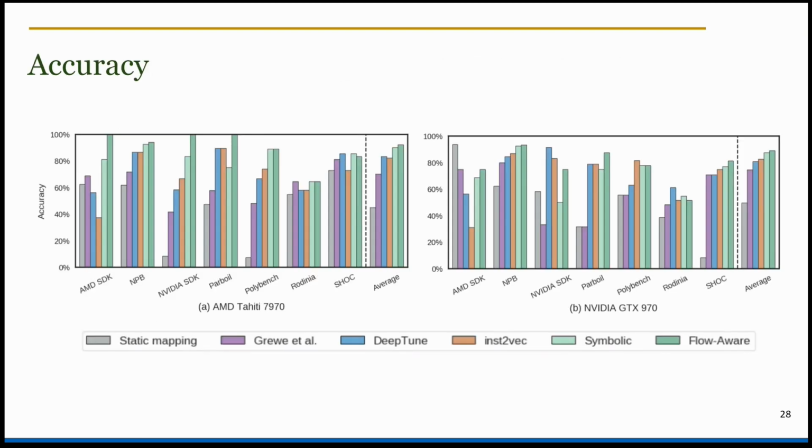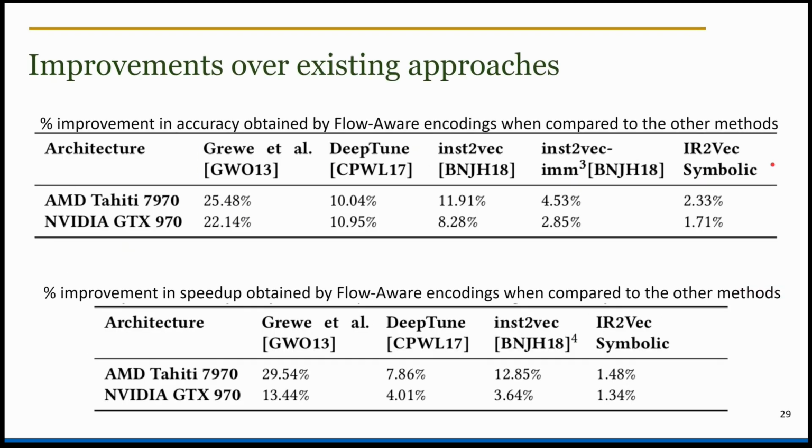On this dataset, we were able to achieve highest accuracies by using both symbolic and flow-aware representations on average across all or most of the benchmark suites that were considered. And in terms of speedup, again, flow-aware embeddings outperformed almost all the earlier approaches, starting from the work of Grewe himself, then DeepTune, inst2vec, or NCC, and even flow-aware is better than symbolic representation.